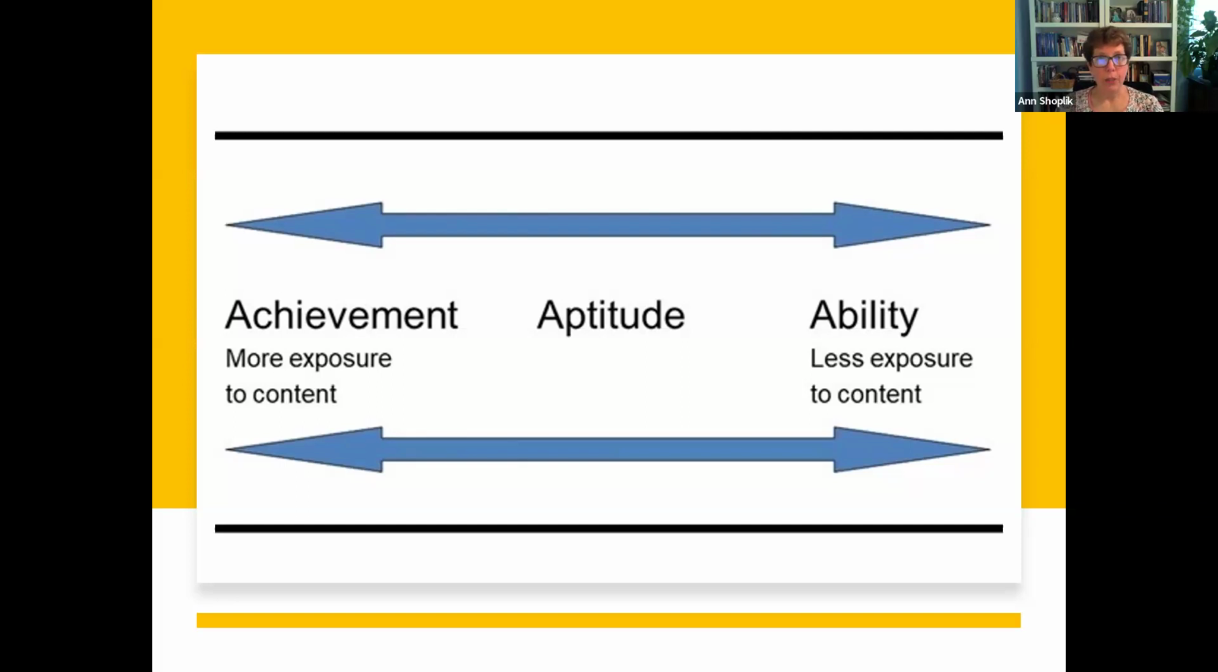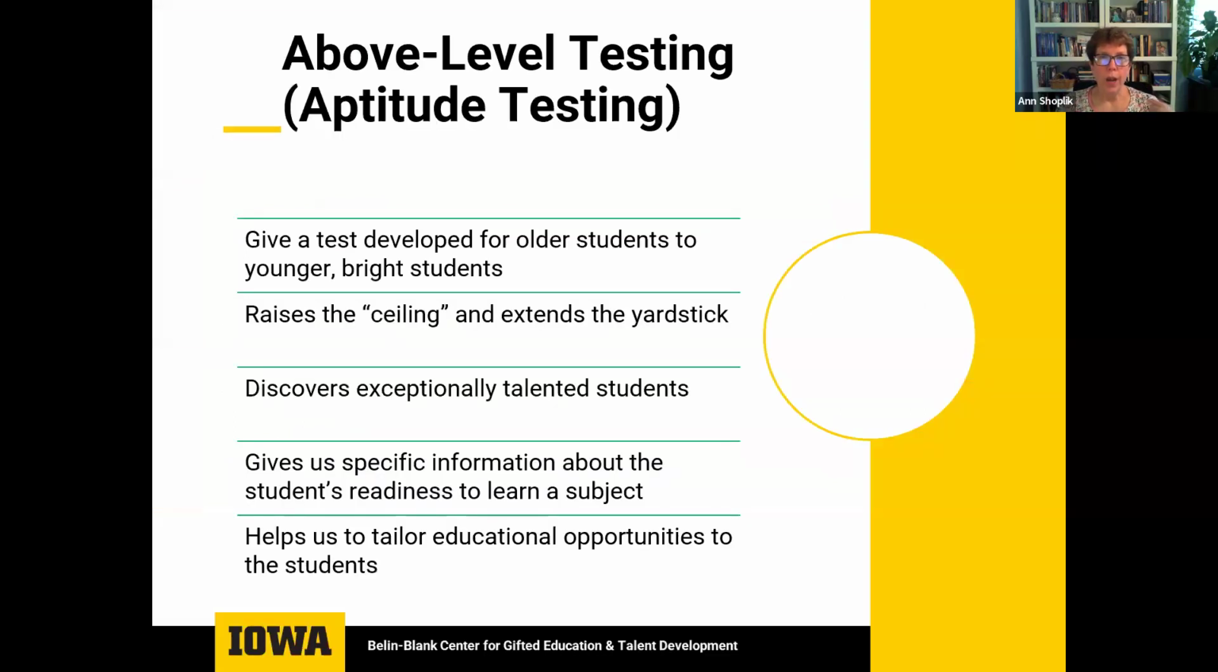And then in the middle is aptitude testing. And it's in the middle because it is in the middle of achievement and ability testing. Aptitude has to do with a student's readiness to learn about a specific subject. So we talk about math aptitude or verbal aptitude typically. And all three of these types of testing are important and helpful as we're thinking about acceleration for a given student. When we're trying to measure aptitude, we often use above level testing. And that means that we're giving a test that was developed for older students to younger students.